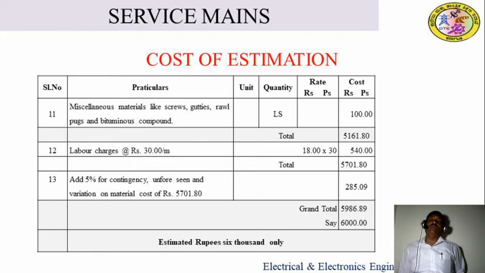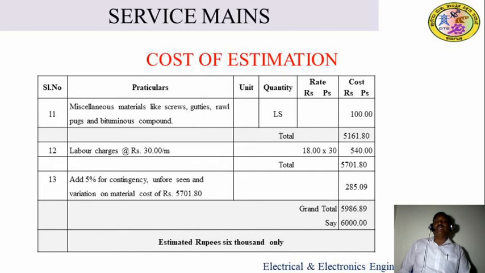So this amount should be incurred from the customer side at 5%. Therefore that charge also we have to include. So it becomes 285 rupees 09 paisa. And this amount is added to the total cost, which gives the grand total.